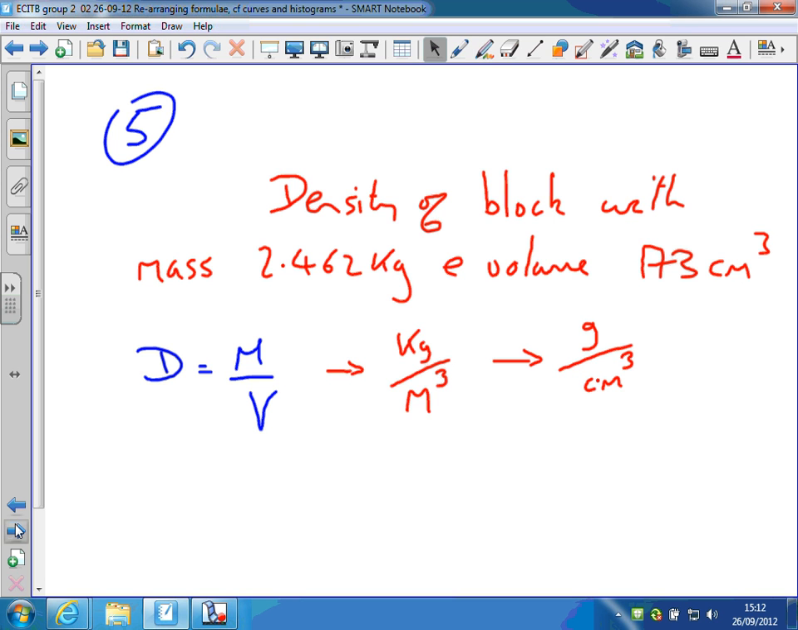So if you can't remember the formula, but you know that the density is measured in kilograms per cubic meter, you actually automatically know the formula. It's mass over volume. And that works with any formula.